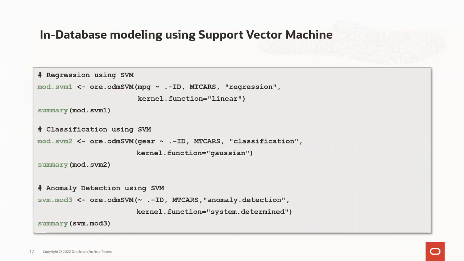This example depicts in-database modeling using support vector machines with the R proxy data frame object mtcars. In the top example, we're building a regression model using SVM to predict car fuel efficiency in miles per gallon. The middle example shows a classification model, and the last example builds an anomaly detection model. We should note that the OML in-database algorithms automatically perform a select set of algorithm-specific data transformations known as Auto Data Prep. While Auto Data Prep is enabled by default, some data scientists may need full control over data preparation, and they can turn this off if desired, but it is enabled by default.